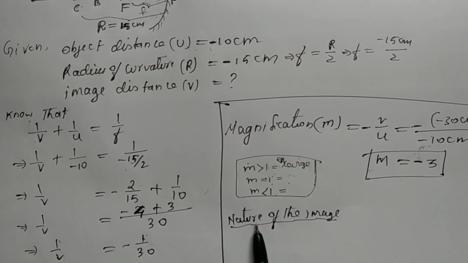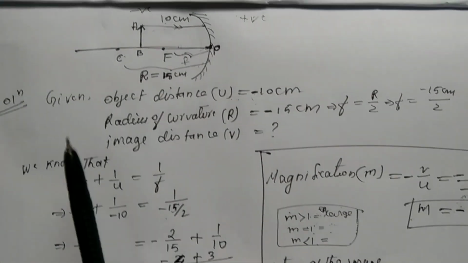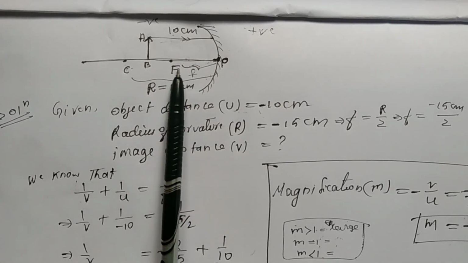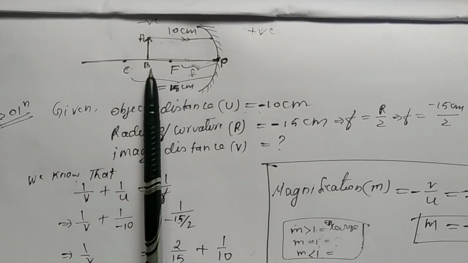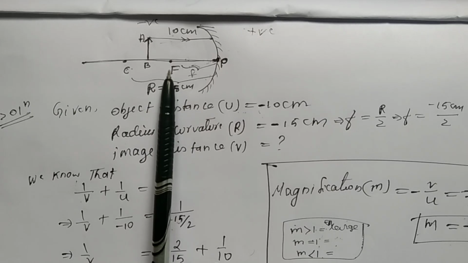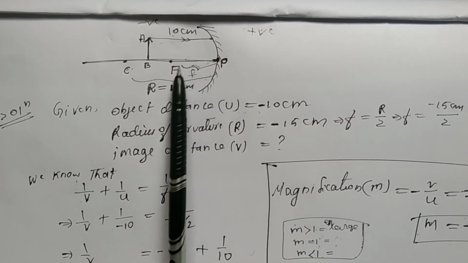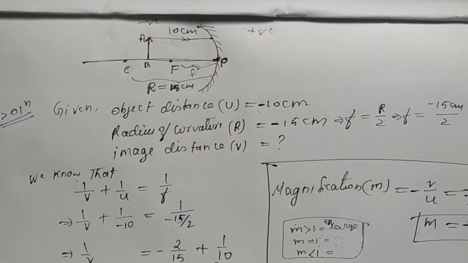Now the nature of the image is, if the image is formed this side, that means in front of the mirror, the nature of the image is always real and inverted. Keep it in mind, okay? If the image is formed this side, that means in front of the mirror, the nature of the image is always real and inverted.